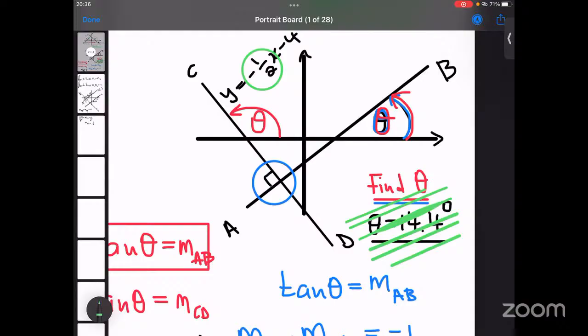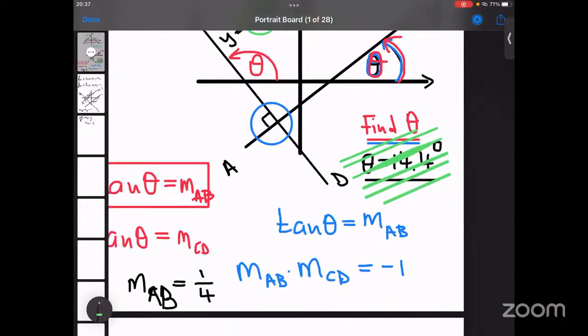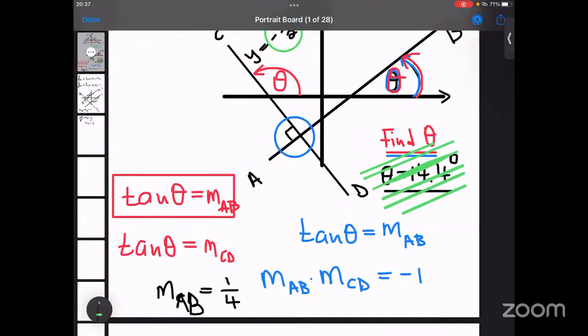Anyone who got a different answer? Sir, yes, for the gradient of CD, I got 2. For the gradient of CD, you got 2. Okay, that one is promising. And what about the angle? I got 63.43 degrees.